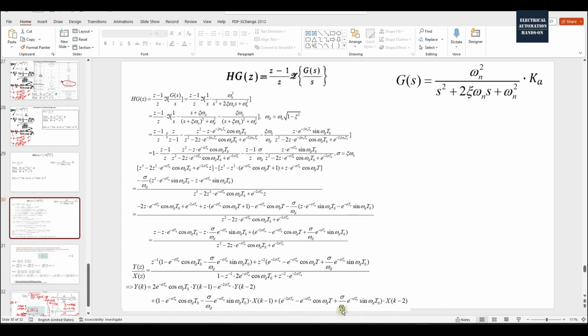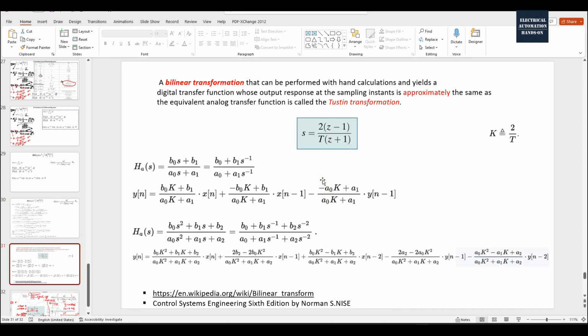This is a difference equation, but I would say this is horrible. This is the second order underdamped transfer function, but in case one day you have another style of S domain transfer function, how can we convert it this way? It's super complicated. Then a more practical way comes up. Basically, in the theory area, we call it the bilinear transform, also known as the Tustin transform.